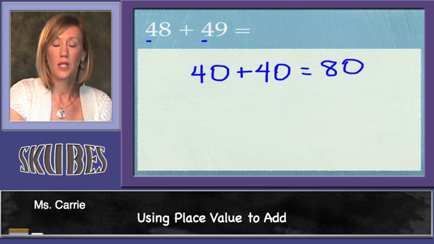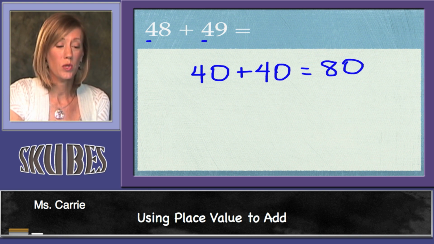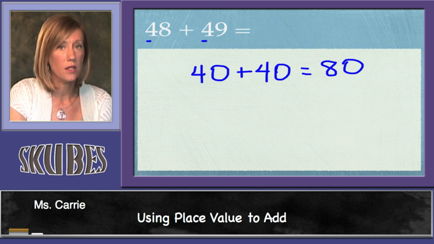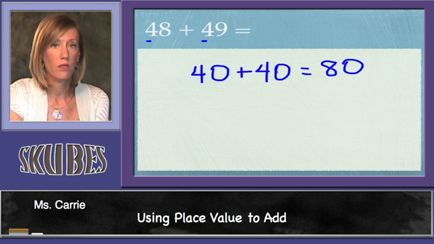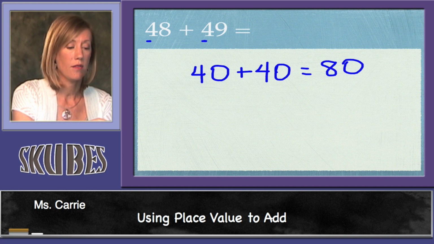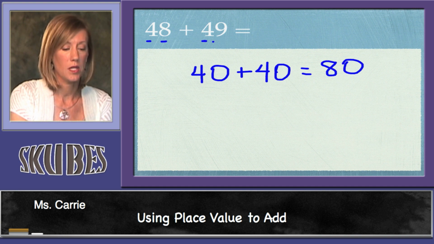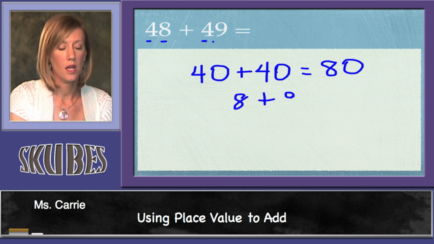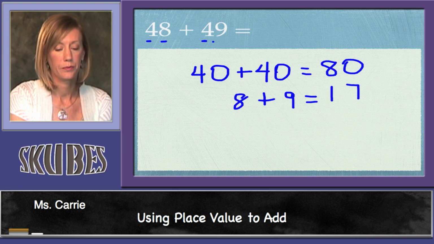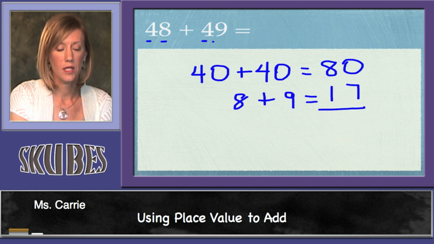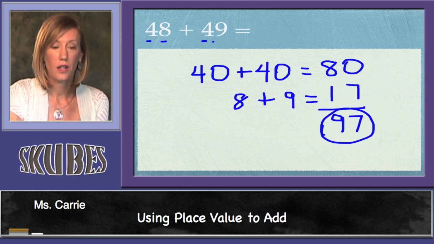Now the reason we're using this strategy is because it's really easy to do in your head. 48 plus 49 is kind of difficult to do with the regrouping and everything going on, so what we're doing is adding up in pieces because it's easier. Then we go to our ones, 8 plus 9, and we know that 8 plus 9 is 17. 80 plus 17 is 97. We can do that all in our head.